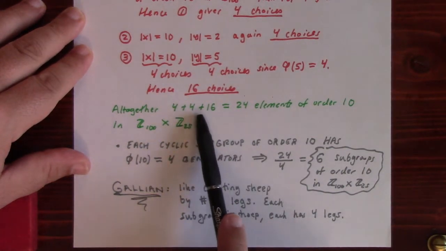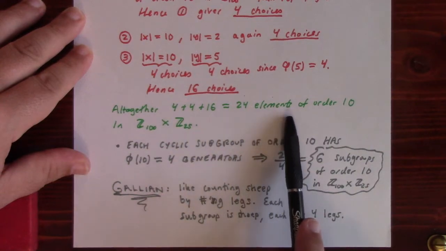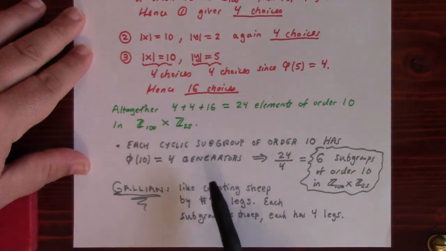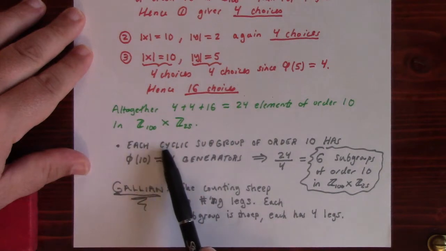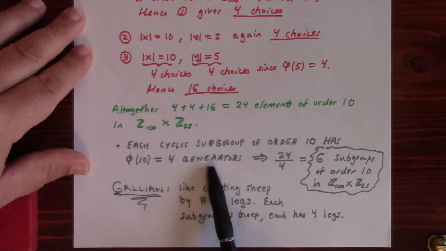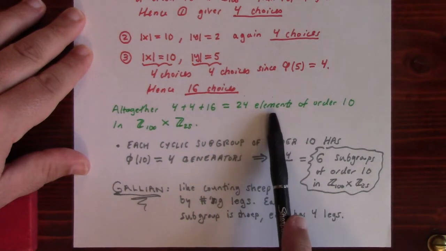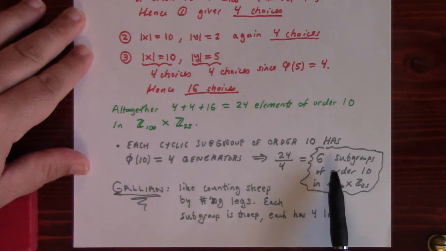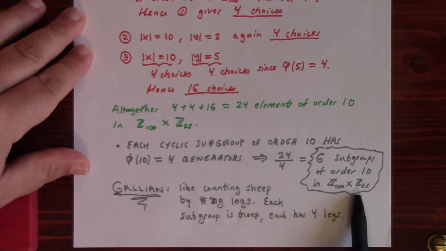Altogether, we have 4 plus 4 plus 16. That's 24 elements of order 10 in Z100 cross Z25. This is how we can count them. Now, returning to the question, how many subgroups of order 10? Well, each cyclic subgroup of order 10 has 4 generators. We found 24 generators. So 24 divided by 4 gives us 6 subgroups of order 10 in Z100 cross Z25.